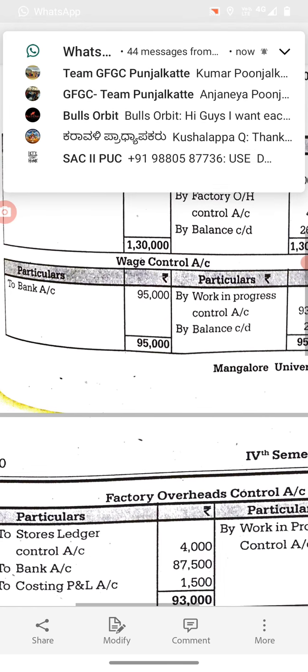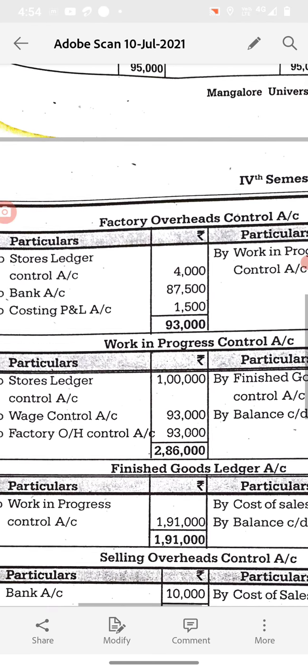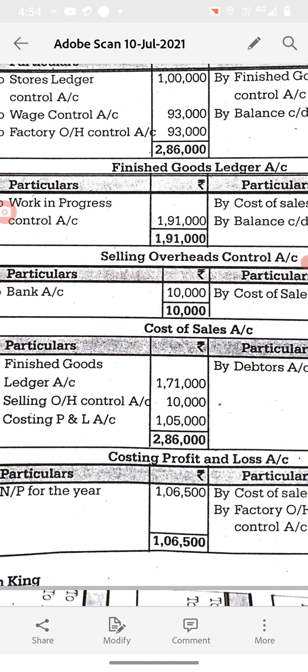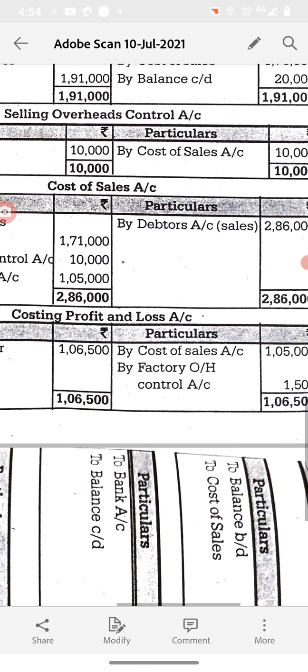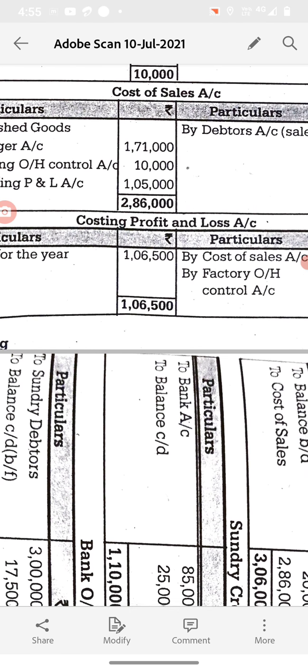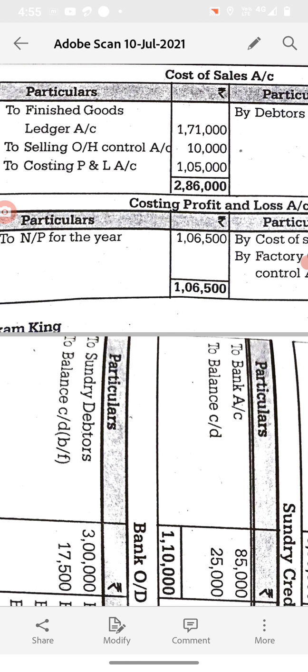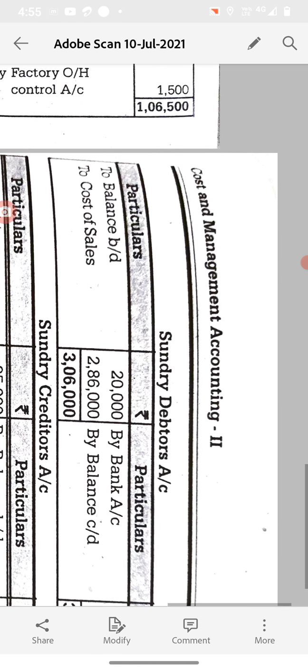Now stores ledger you close. So close the stores ledger account. So stores ledger account by balance, so close it. So stores ledger, finished goods, selling overhead is closed. Now you have to close cost of sales as well. So profit and loss account 1,05,000. So here you transfer it. So costing profit and loss account, profit and loss account also you can write here. Wages 2,000 will come. Okay, that you have to write wages 2,000 in this side. So net profit balance 1 lakh, amount 2,000 you take. So it is not 1,06,500, that wages account you have to.